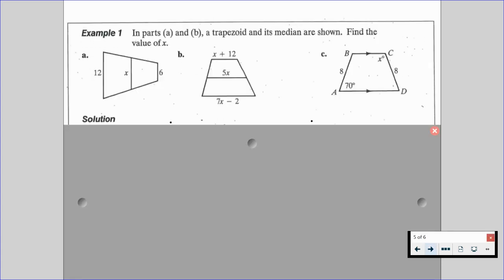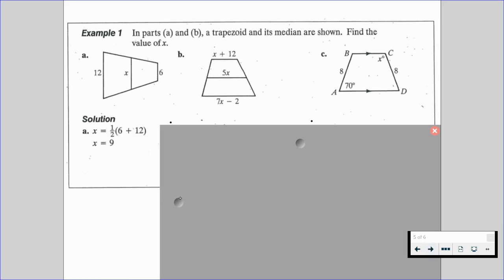So in example 1, we're given that in parts A and B, a trapezoid and its median are shown. We want to find the value of x. Well, for A, we have bases of 12 and 6, and we have the median of x. So we know that it's going to be half of 6 plus 12, so that median has a length of half of 18, which is going to be 9.